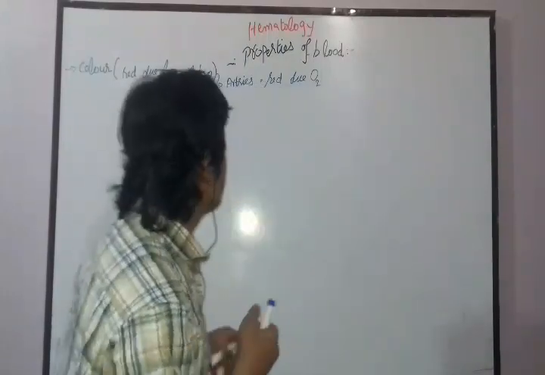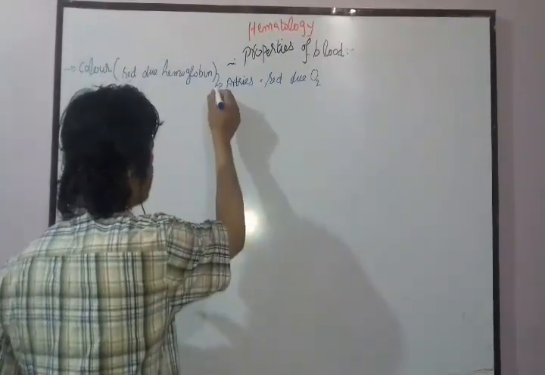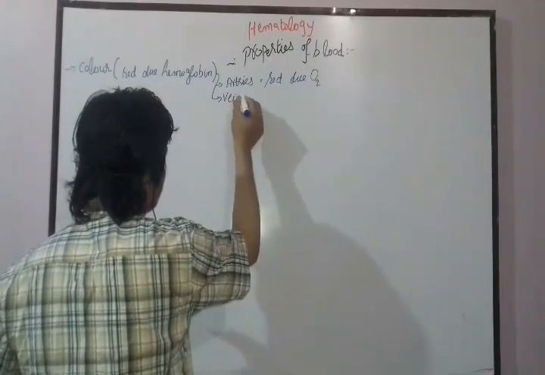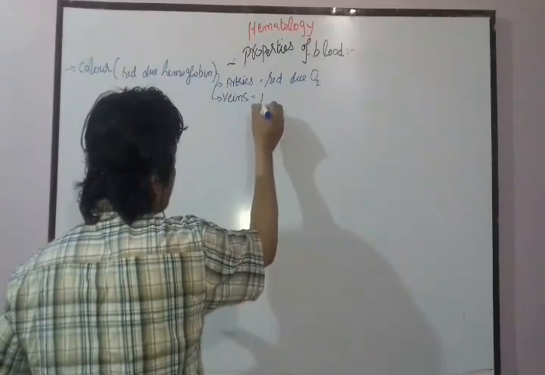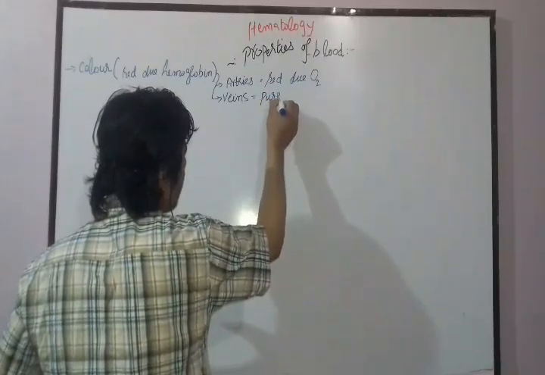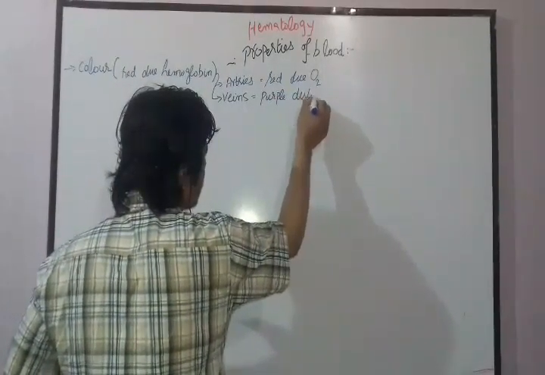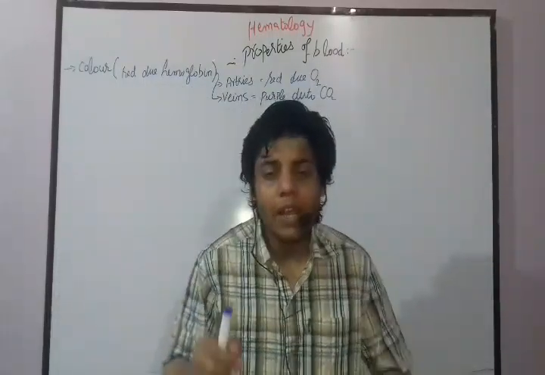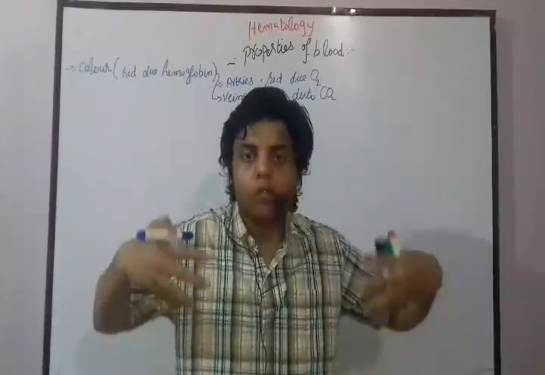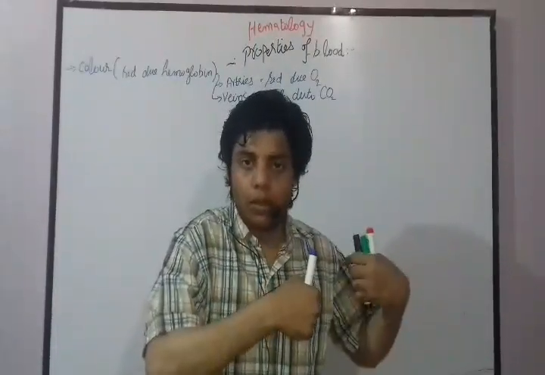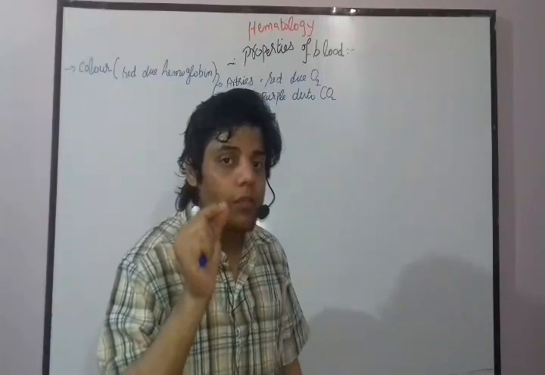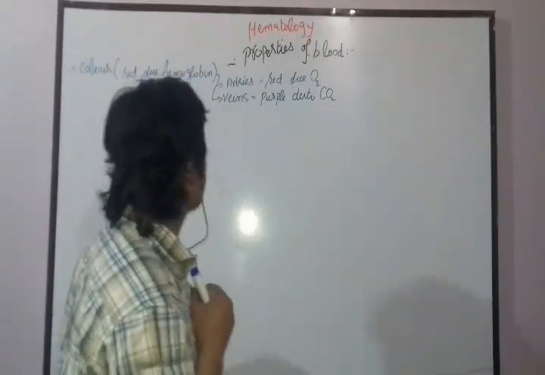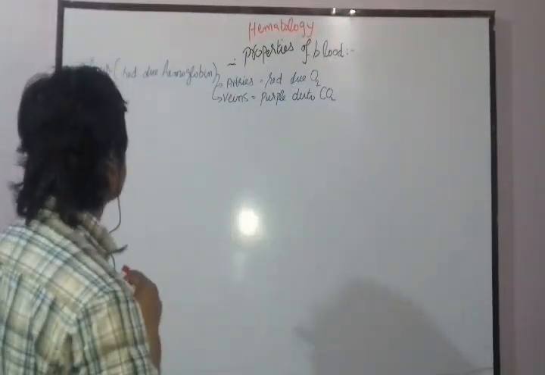And if we see the color of veins, vein is also mentioned in blood. So if we see the color of vein, vein color is purple due to carbon dioxide. Now vein receives carbon dioxide from all parts of the body and carries it back to the heart. So that's why the color of the vein is purple. So this is the first property of the blood, which is about the color.